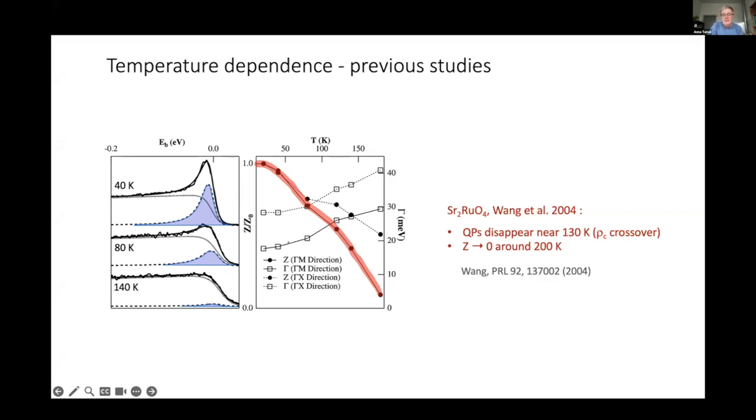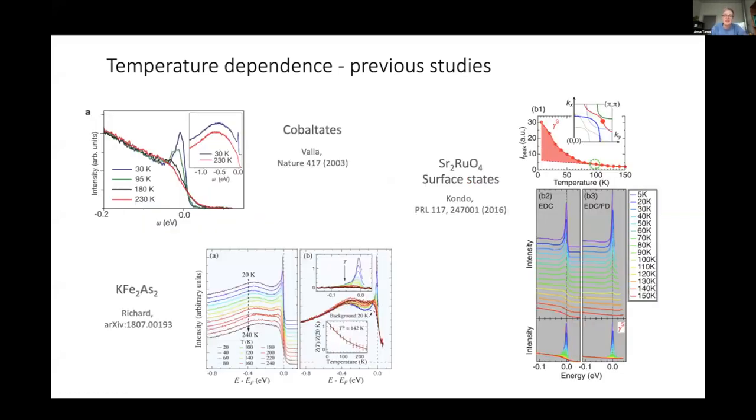This picture that Z goes to 0 as you increase the temperature is not unique to strontium ruthenate. It is found in many ARPES papers on different materials. Here there are three examples: on cobaltate, iron pnictides, and the surface states on strontium-2 ruthenium-4. You often find in the literature plots where they derive the quasi-particle residue Z, and they conclude that as you increase temperature, Z goes to 0.